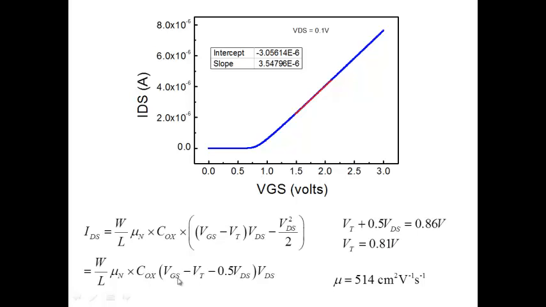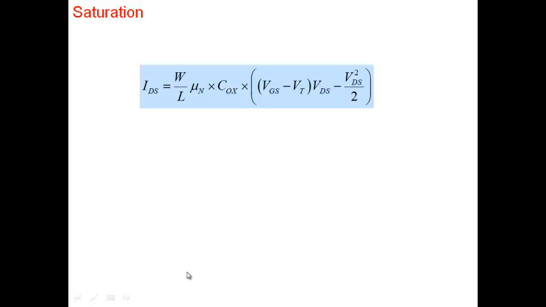This term is negligible compared to VGS minus VT. So your MOSFET behaves like a resistor whose value you can control by using VGS minus VT. Let's look at the saturation.